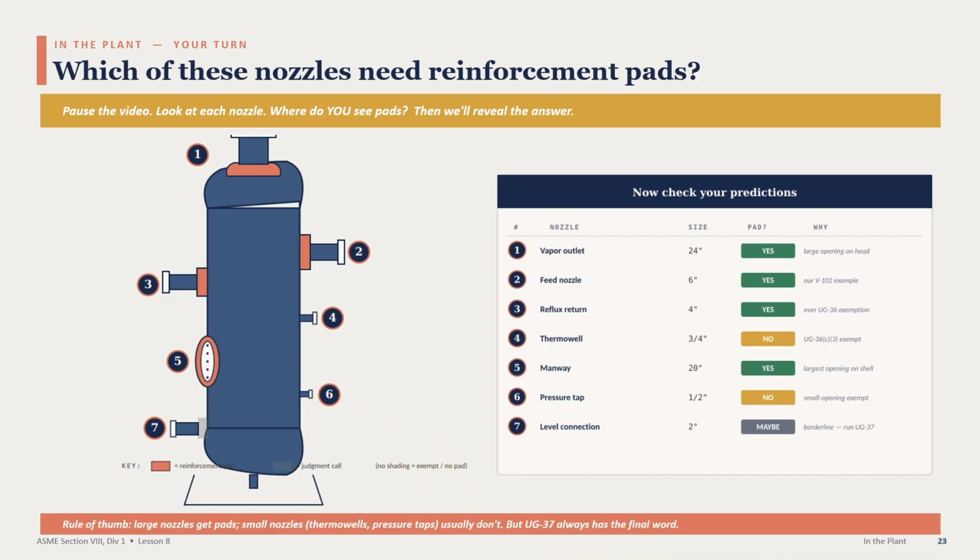Rule of thumb, large nozzles get pads. Small nozzles like thermowells and pressure taps usually don't. But the UG-37 calculation always has the final word. Now, when you walk through a plant, you will be able to look at a vessel and read the design decisions that went into it.